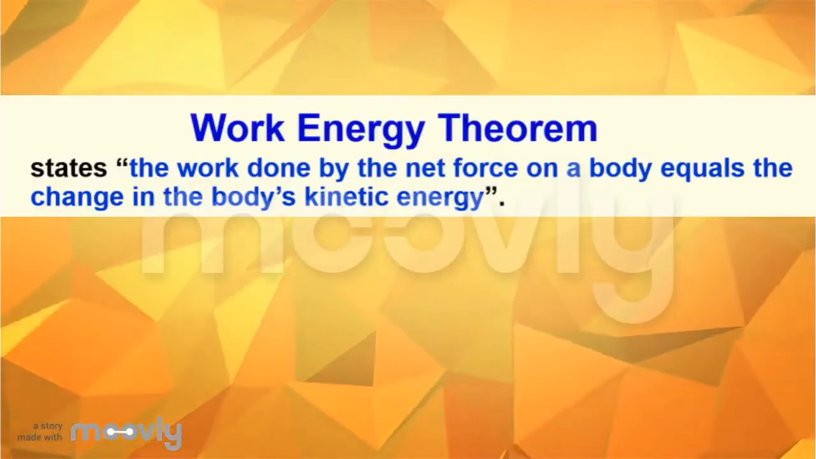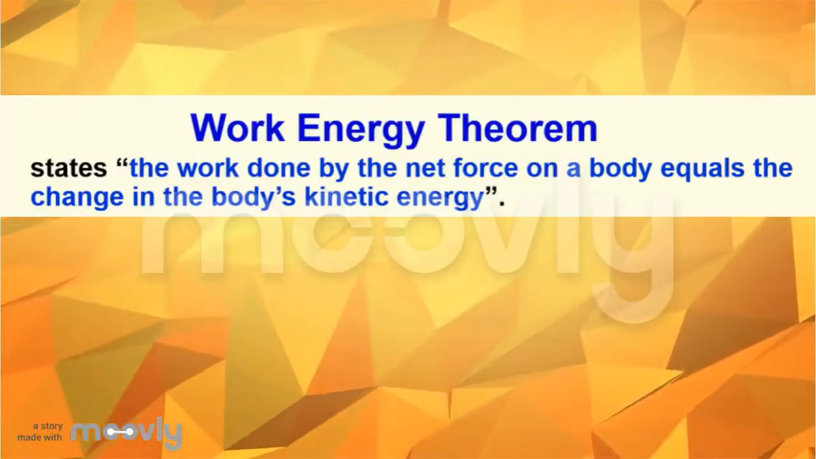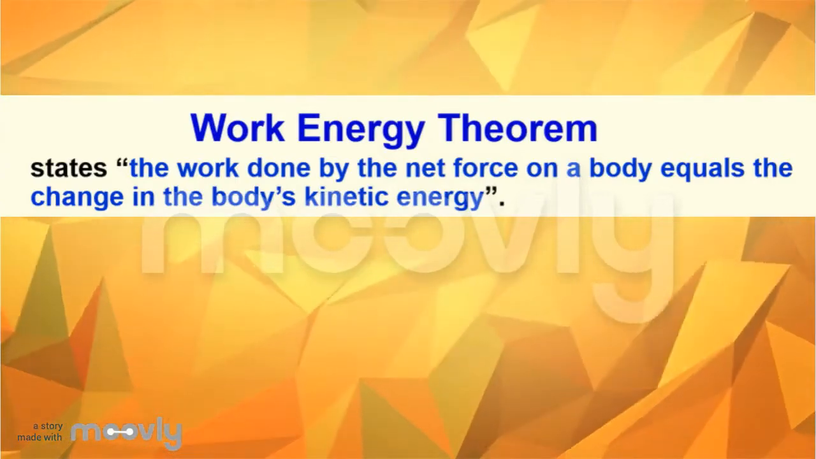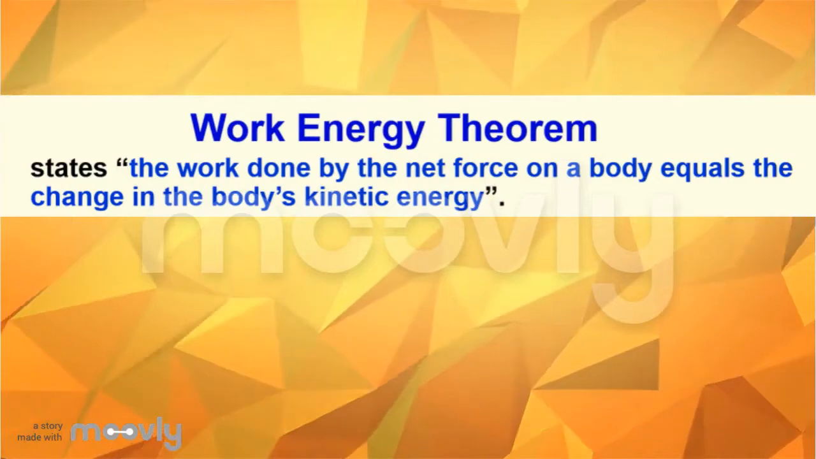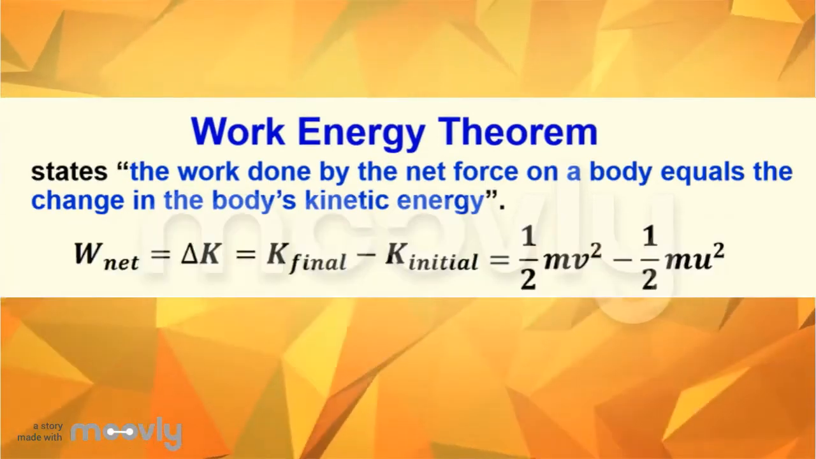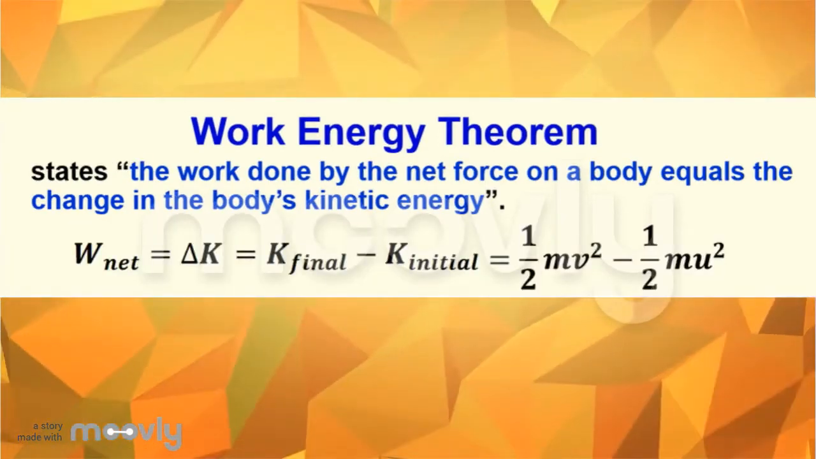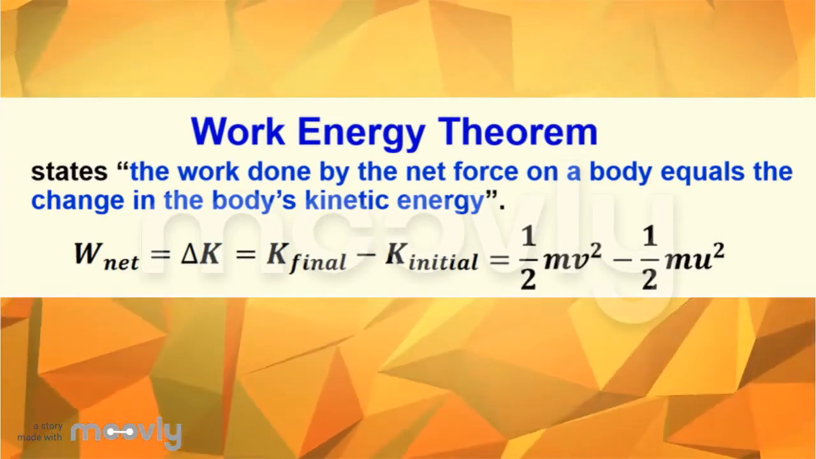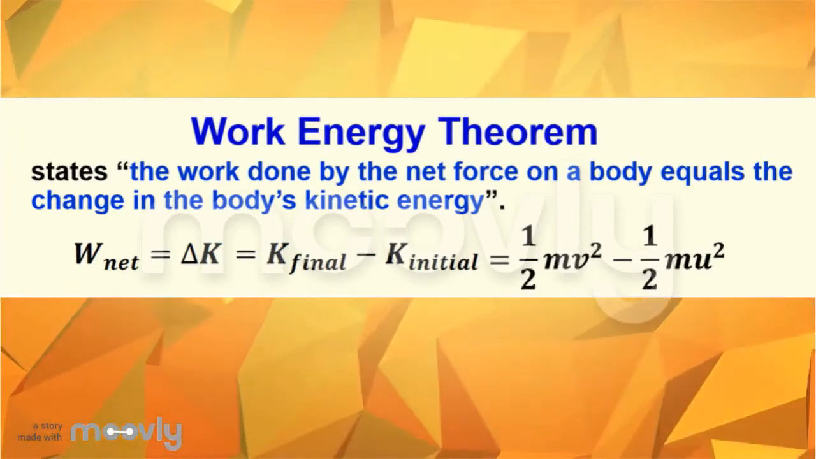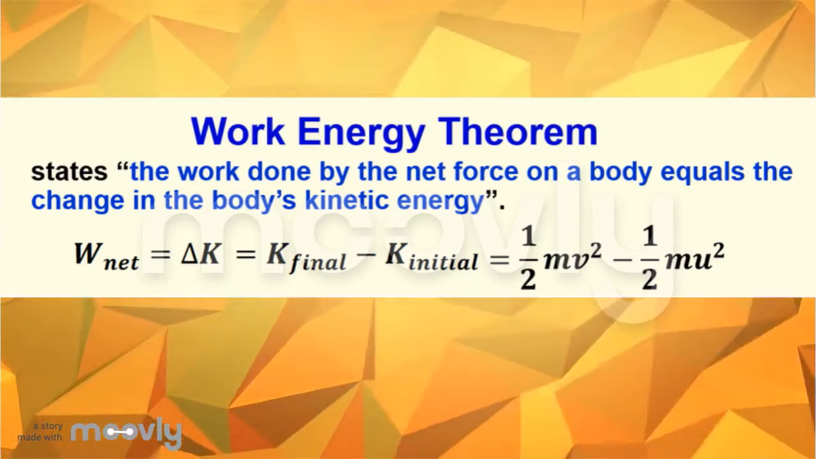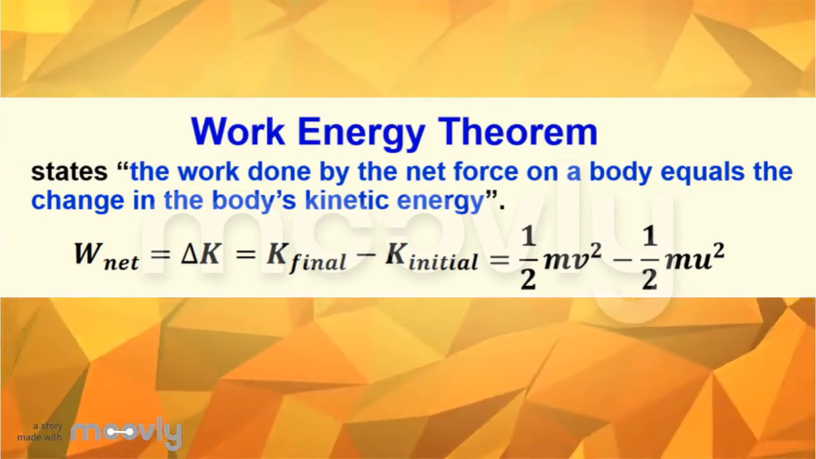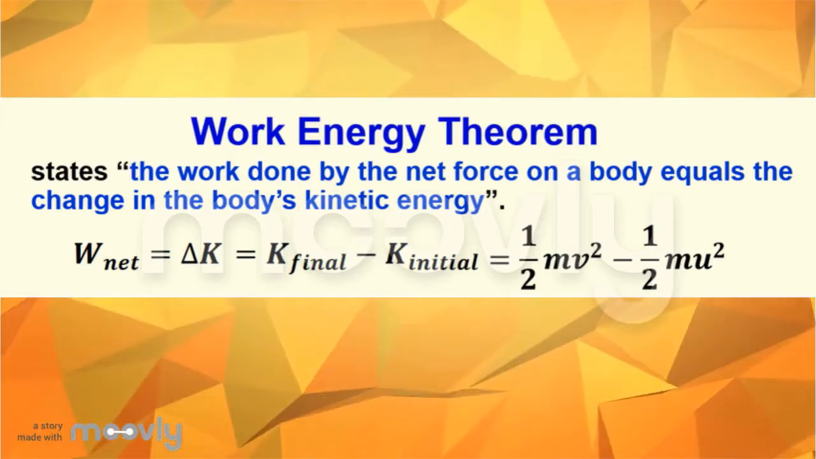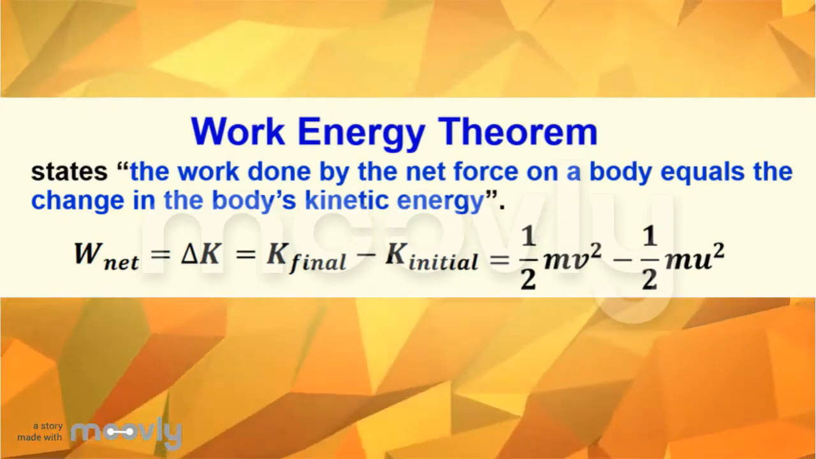So this leads to the work-energy theorem. It states that the work done by the net force on a body equals the change in the body's kinetic energy. Or to put that into an equation, the net work done equals delta K, where delta K is the change in kinetic energy. So the final kinetic energy minus the initial kinetic energy, or half mv squared minus half mu squared.